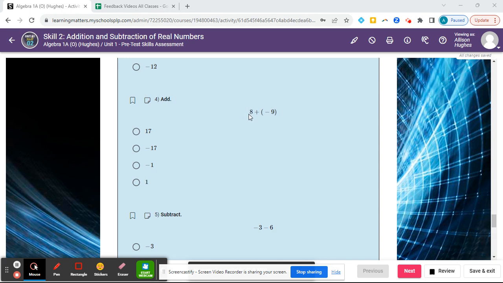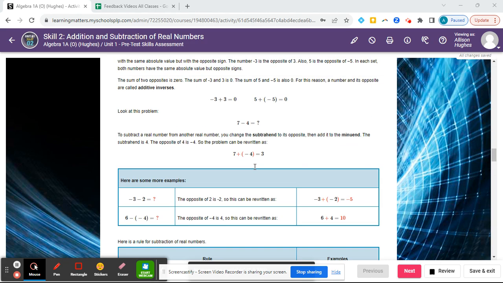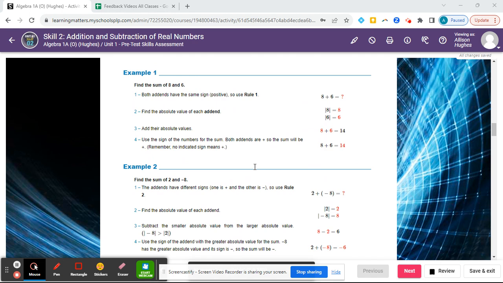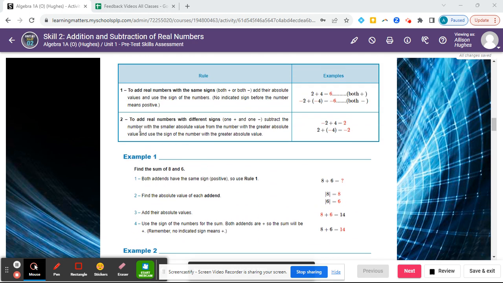So if you look at our 8 right here, there's no sign in front of it, so that means it's positive. And then we have a negative 9. So we do have two different signs. So we're going to scroll up and see if we can find an example or a rule that we're going to use to add integers.